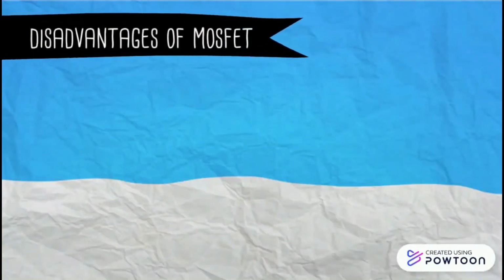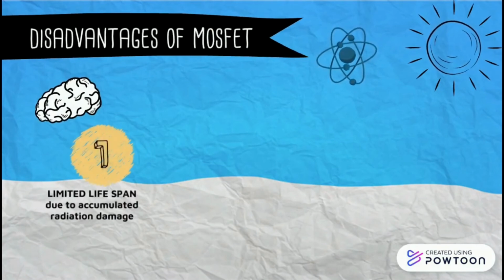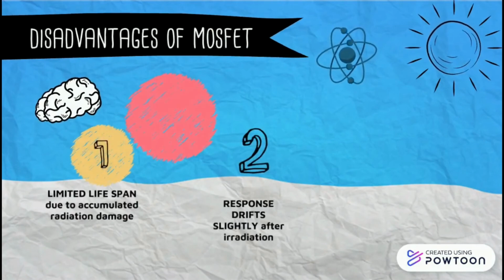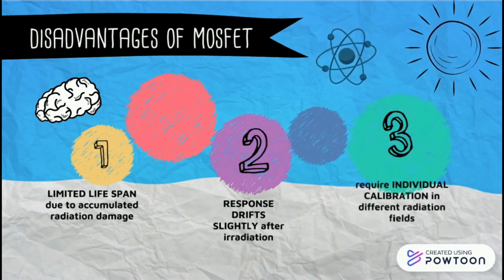The disadvantages of MOSFET are that it has limited lifespan due to the accumulated radiation damage. The response of MOSFET also drifts slightly after irradiation, hence the reading needs to be taken in a specified time after exposure. It also requires individual calibration in different radiation fields.